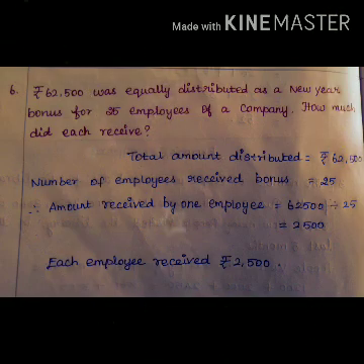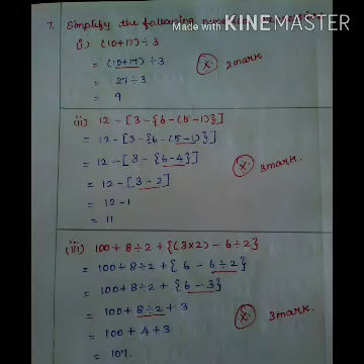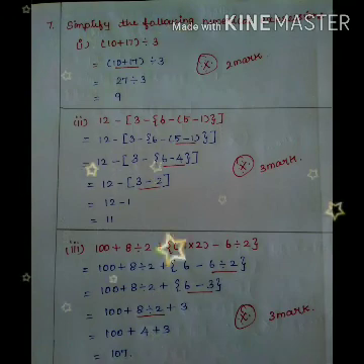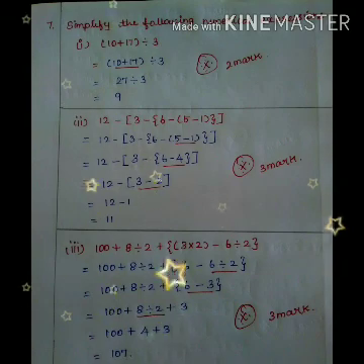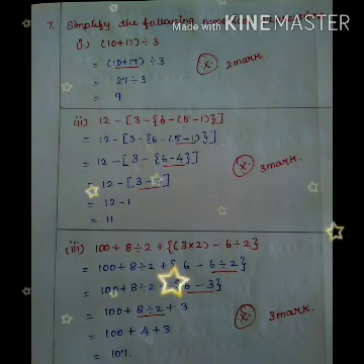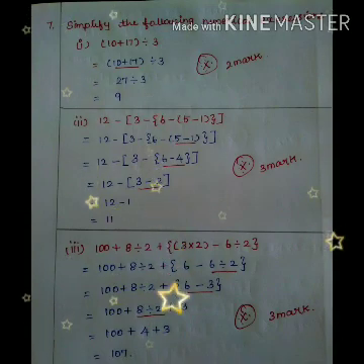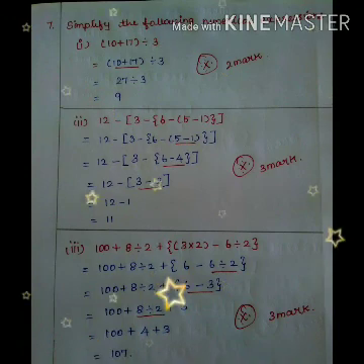Okay, now next, 7th sum. Like that example sum, only this 7th sum is a very important sum. Always they ask 2 mark or 3 mark only this question. Okay, see, simplify the following numerical expression.